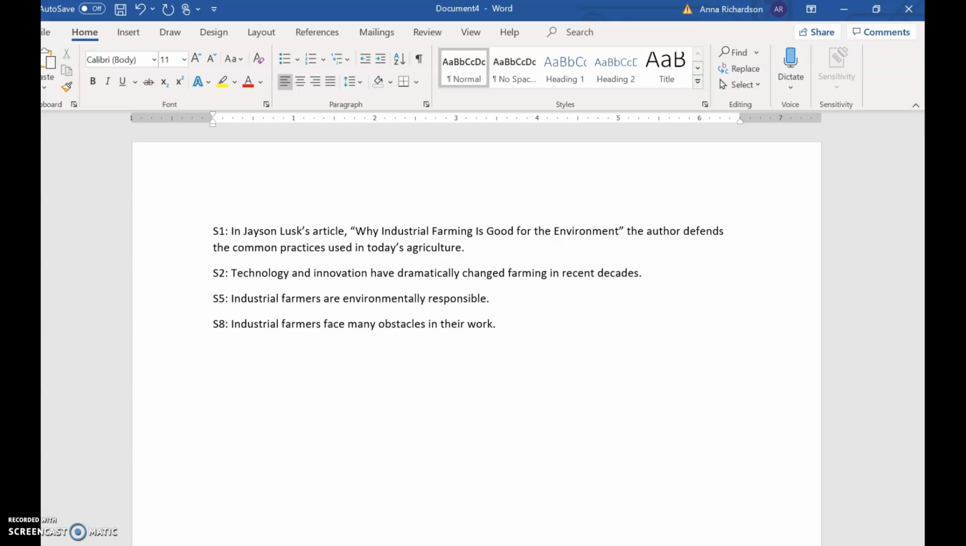Okay? So that is basically what the whole article is about. He's arguing with the reader and basically making the stance that industrial farming is good for us. It's necessary. It's beneficial. Okay? So remember I talked about transition sentences, right?